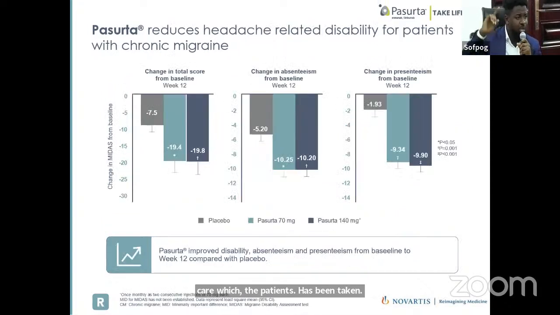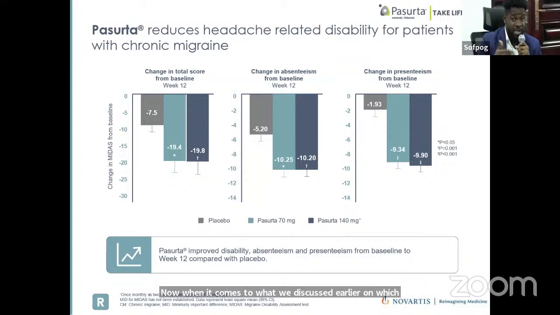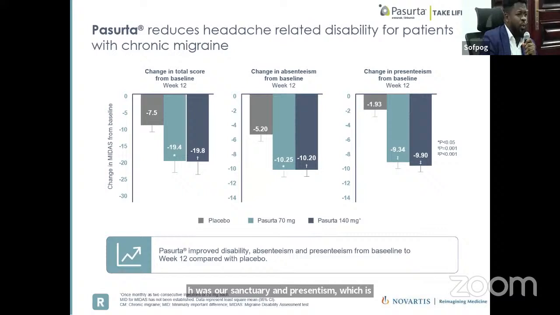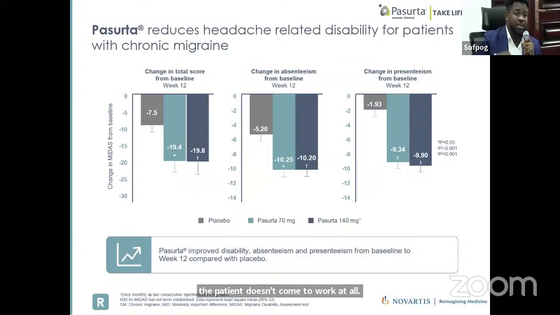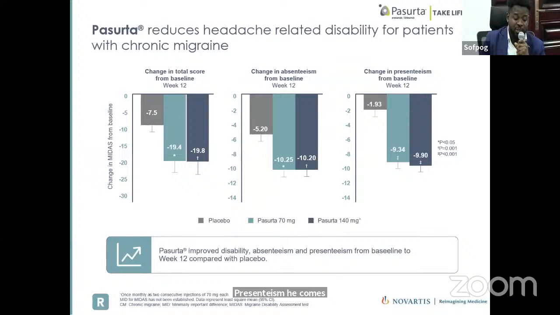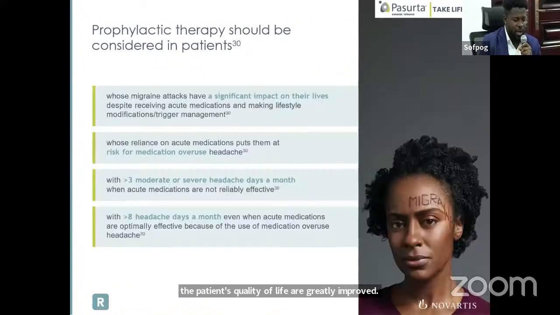Now, when it comes to what we discussed earlier on, which was absenteeism and presenteeism, which is really what we classify as quality of life: can the patient still function? Is the patient able to go about their normal activities without any impact from migraine? If you look at the first graph, you will see that Pasuta greatly reduces absenteeism and also reduces presenteeism. Like I said, absenteeism is when the patient doesn't come to work at all. Presenteeism, he comes, but he's not able to function. So the patient's quality of life is greatly improved versus placebo as well.